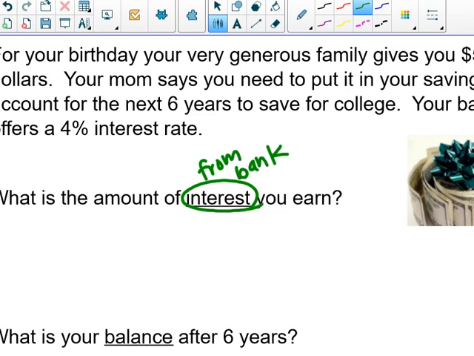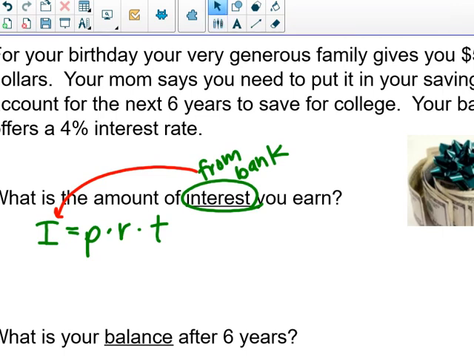So you are giving the bank your money to hold on to safely. They are going to give you some money back for your business. Principal, how much money am I bringing?